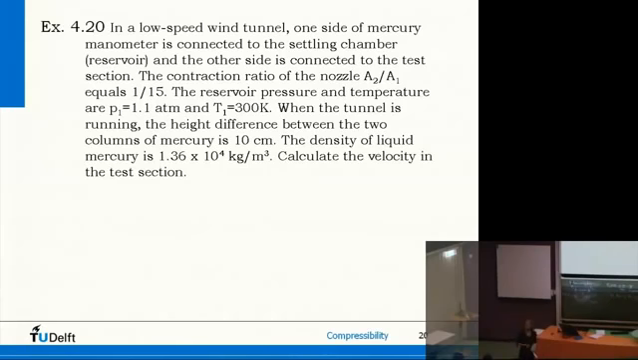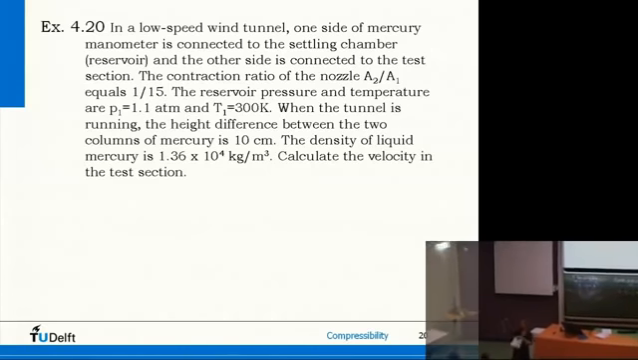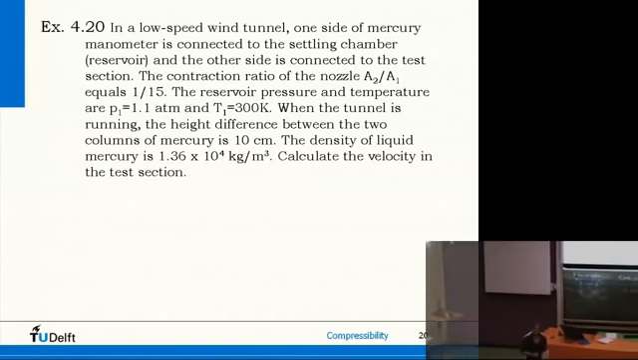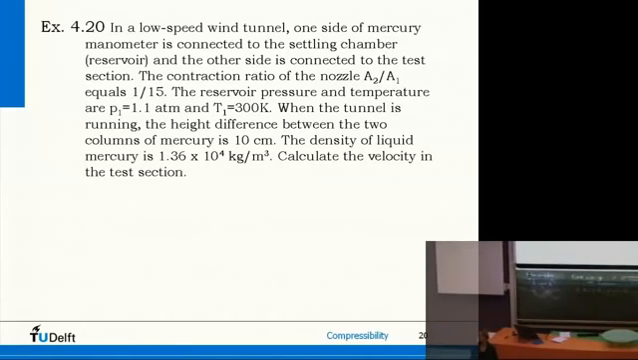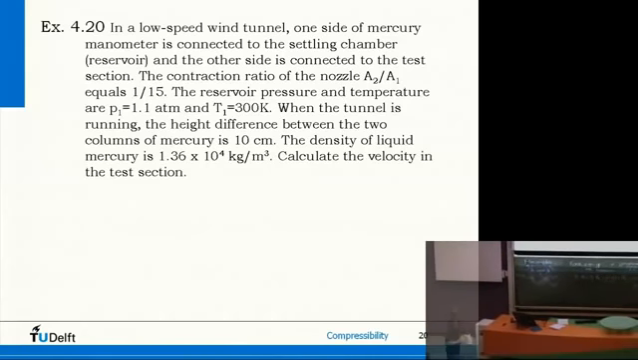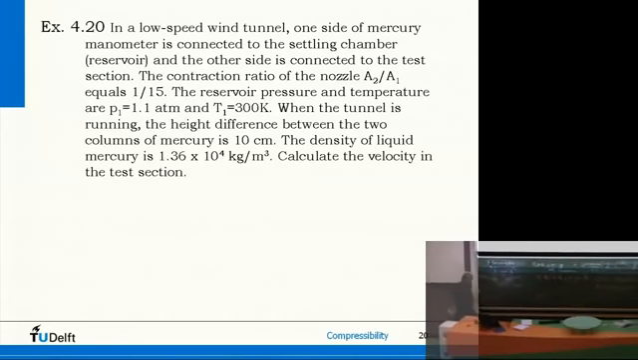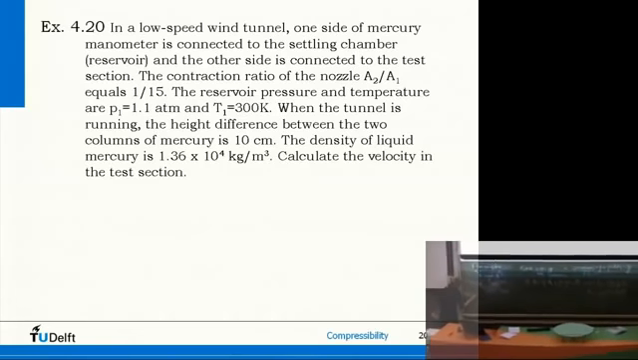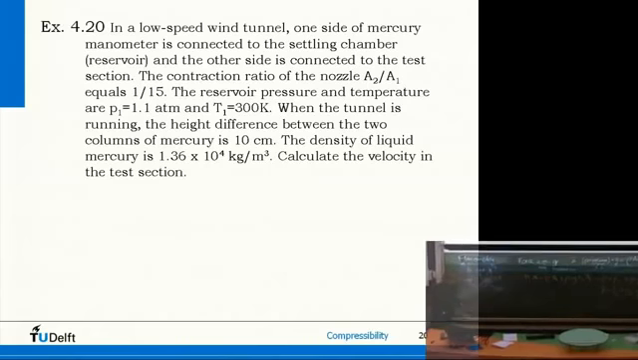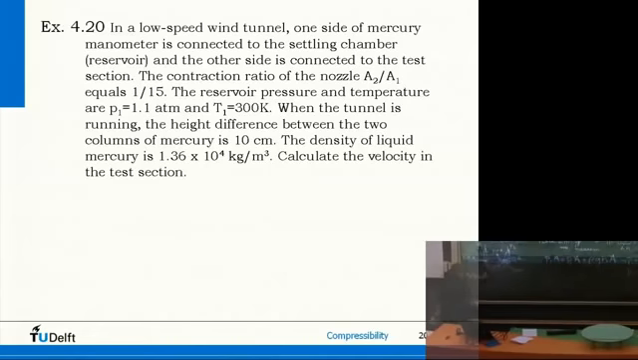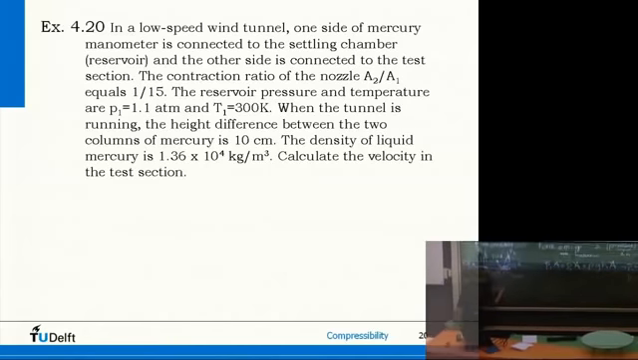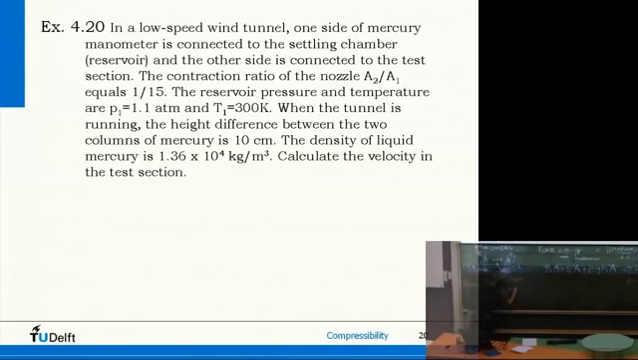Low speed is given. I would recommend, once we have calculated the speed in the test section, which is the fastest section in a subsonic wind tunnel, to check that it's not way beyond 100 meters per second. But good point. So Bernoulli relates pressures to velocities. So that is P plus a half rho V squared is constant.